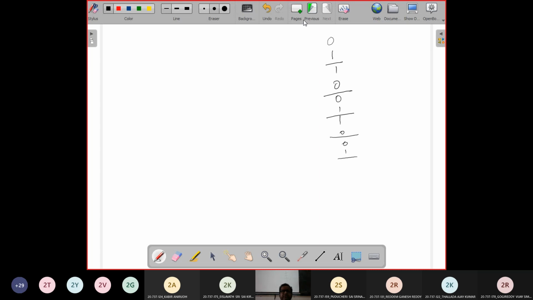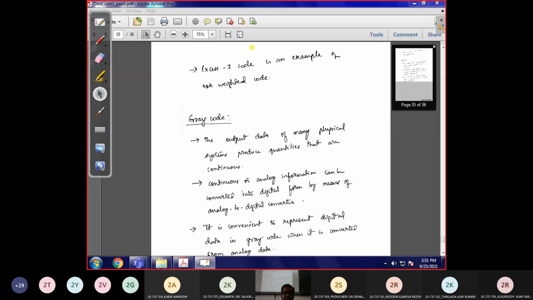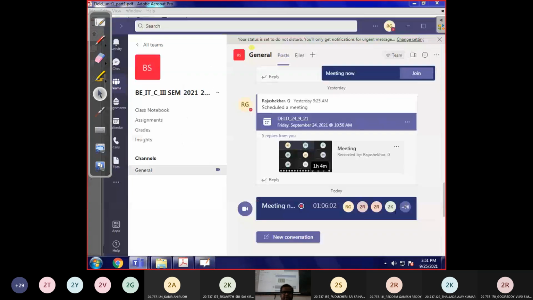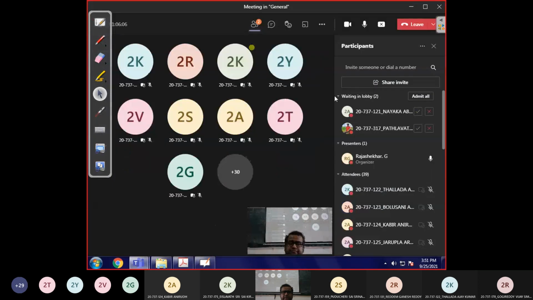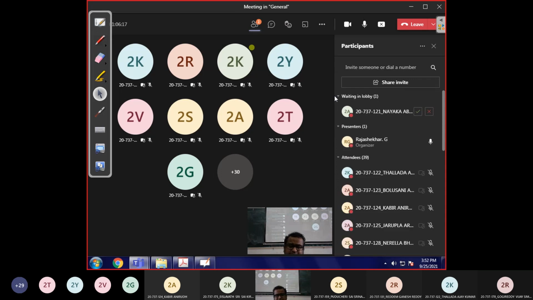Can you do that, guys? Can you write the 4-bit gray code now? 4-bit gray code will have how many binary combinations? Anybody? 16 combinations. So just after this discussion, write the 2 power 4, that is 16 binary combinations of the gray code, and show it to me in the next class. I'll ask one of you to show the 4-bit gray code in the next class.